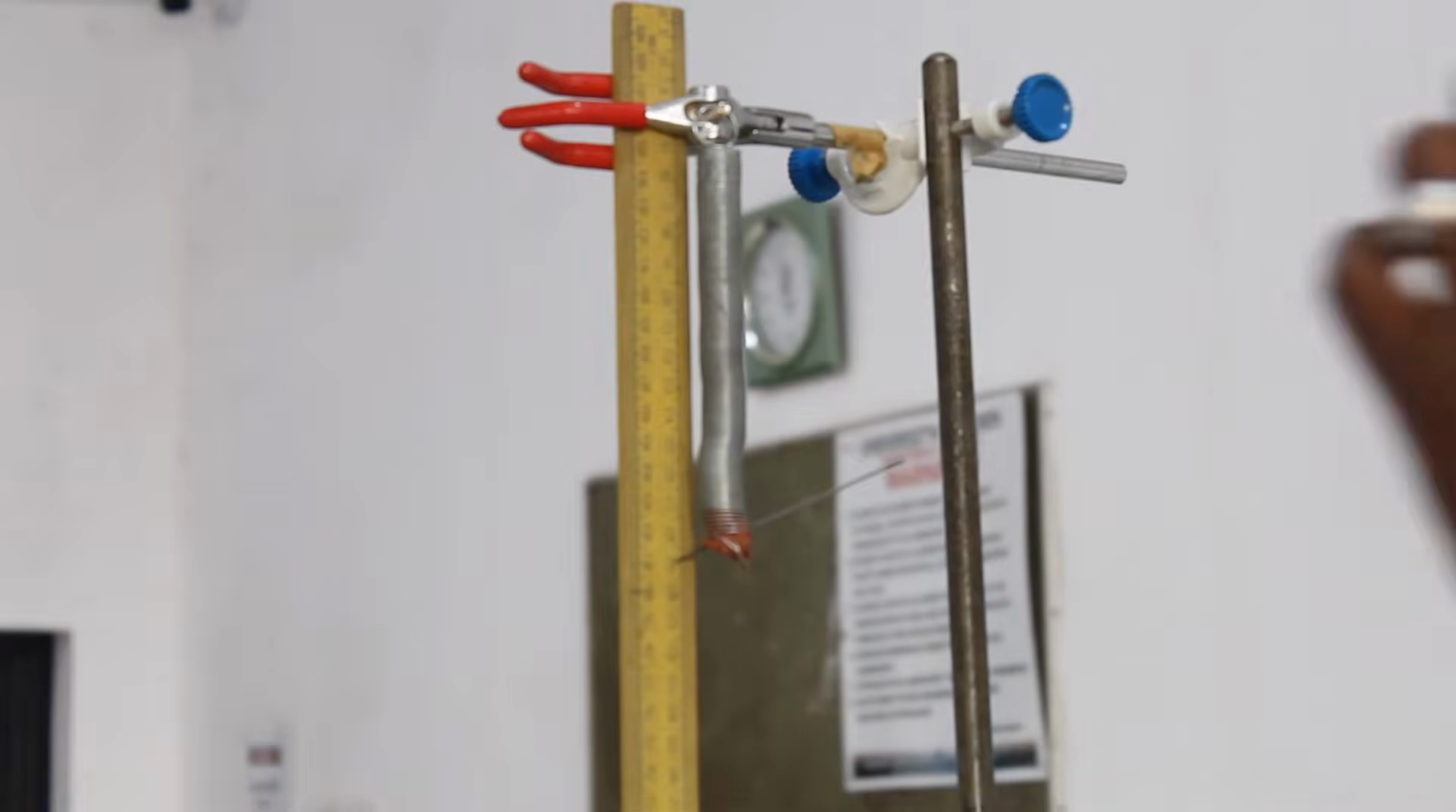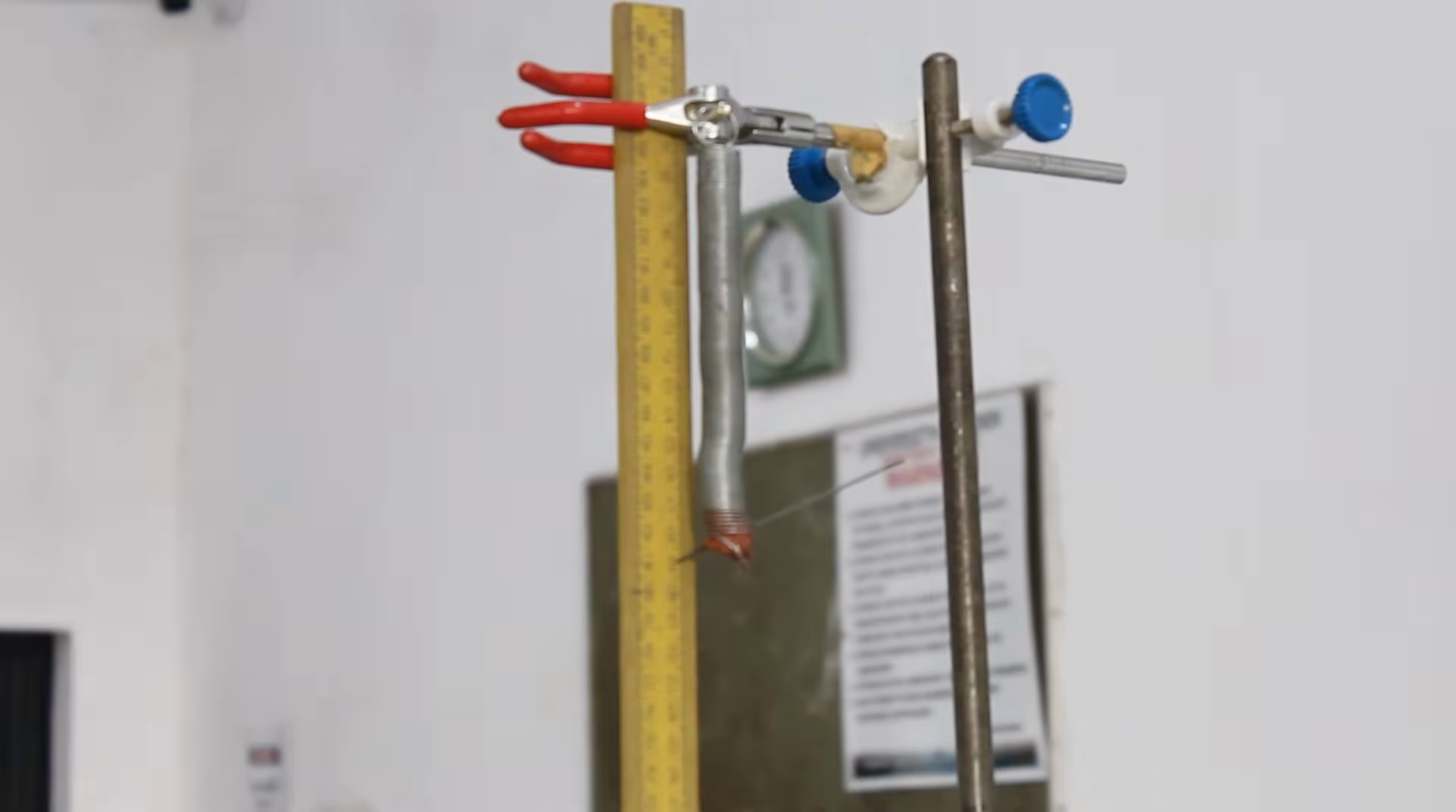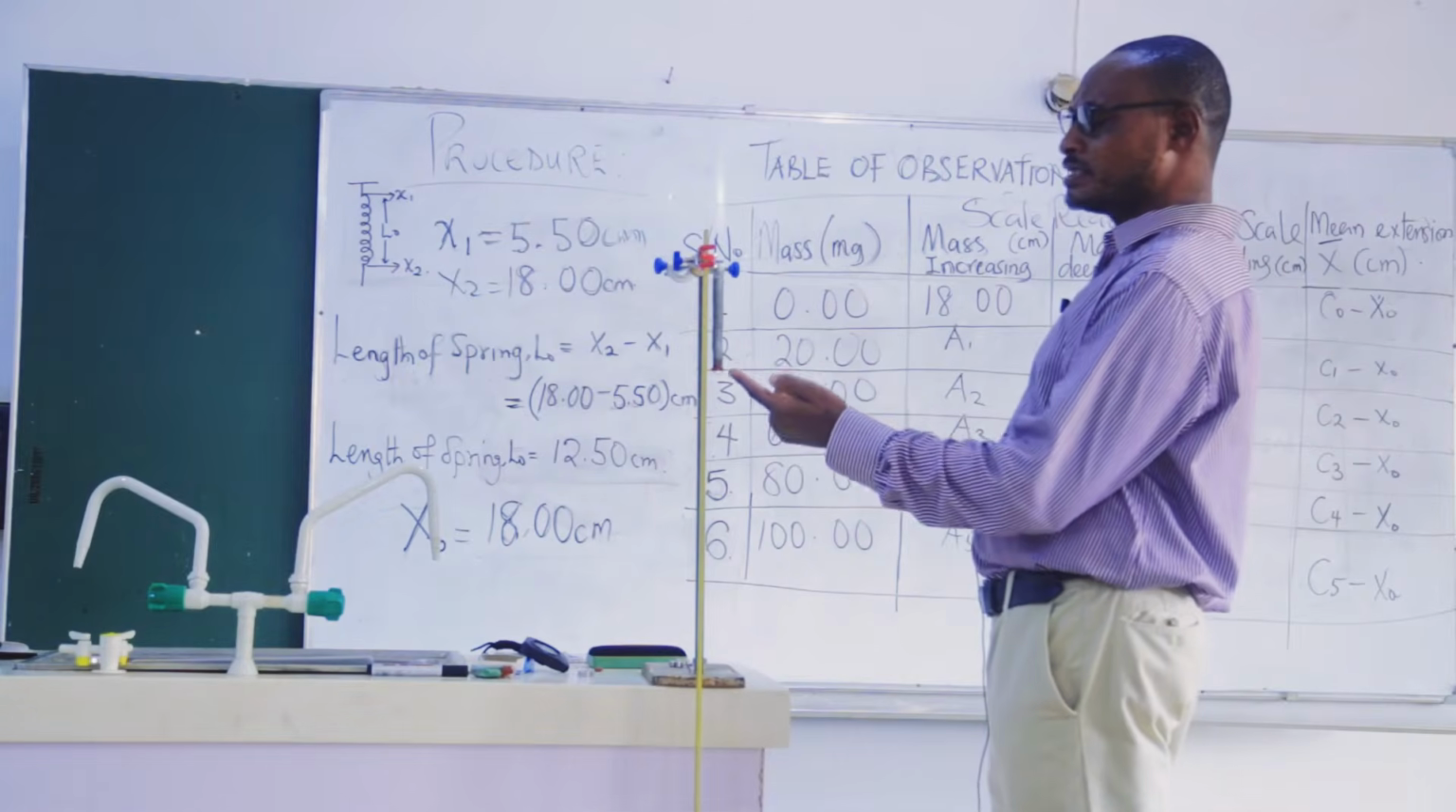Then we go straight to the experiment now. For the experiment, we are going to look at the points. Our reference point for this experiment is now going to be the lower part of the spring, which is the 18 centimeters.